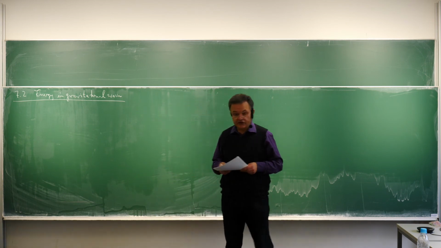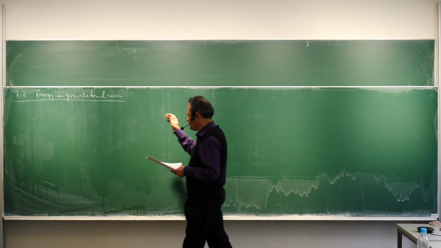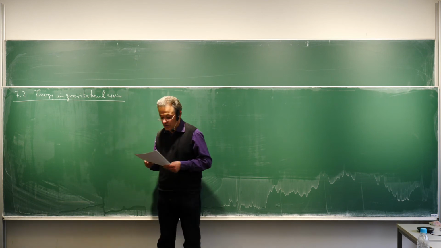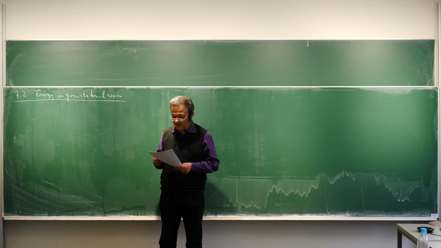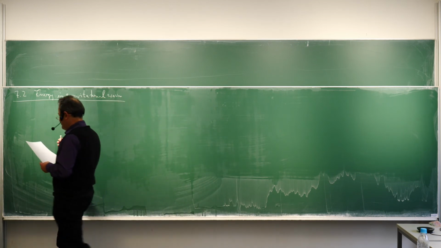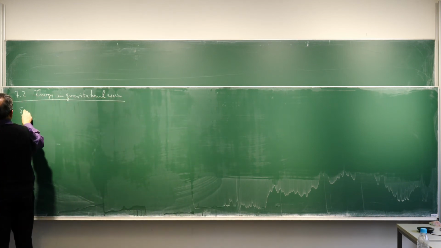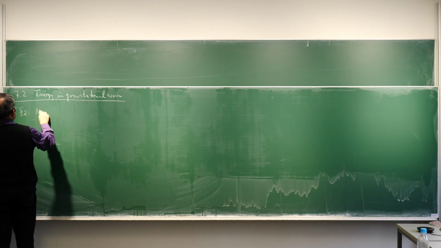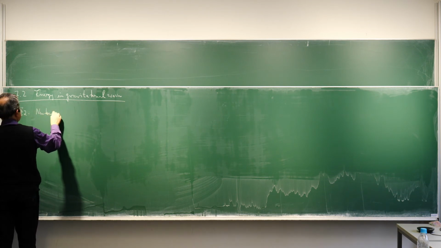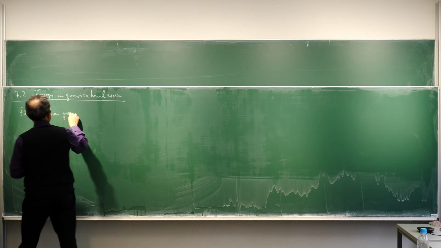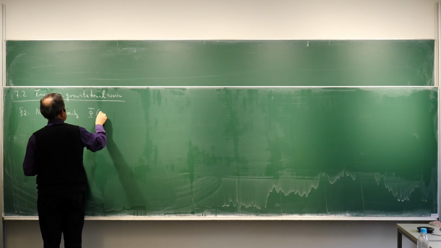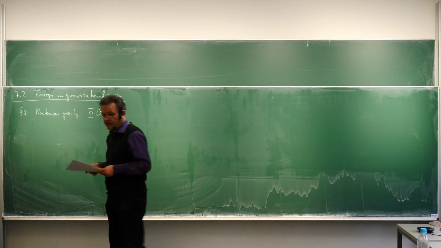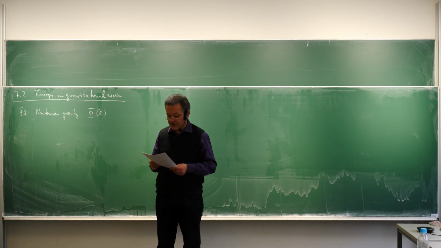In this section 7.2, we discuss the concept of energy in gravitational waves. You will see this is a subtle thing, and this subtlety is present in all of relativity. In chapter 2, we have discussed Newtonian gravity. And in Newtonian gravity, we have the central quantity, the gravitational potential phi of x that obeys the Poisson equation.